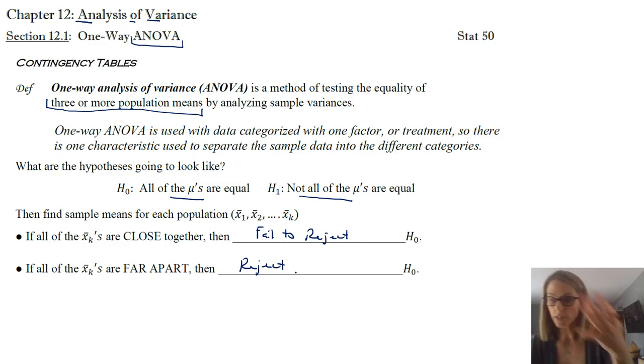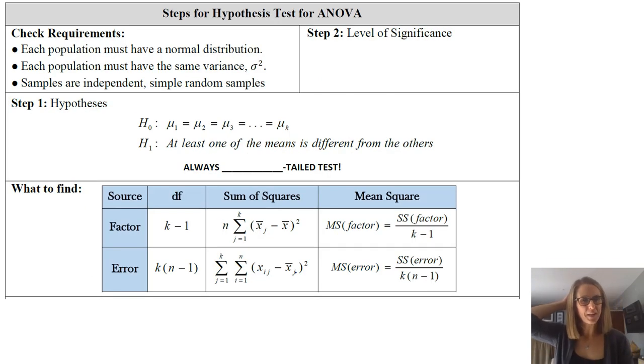So there is a hypothesis test for this, our last hypothesis test. We want to have the populations coming from a normal distribution. The populations should have the same variance, which is your standard deviation squared, and you want independent simple random samples. So we'll talk about that as we look at examples. Level of significance, still alpha. The hypotheses look like this.